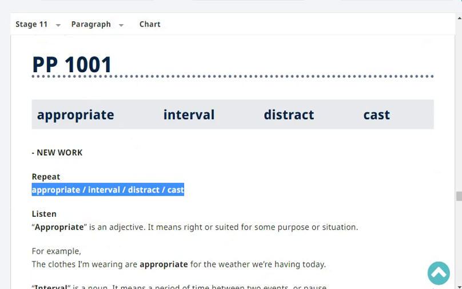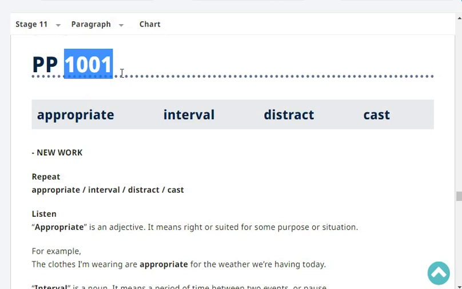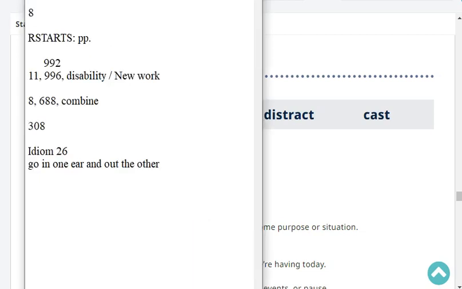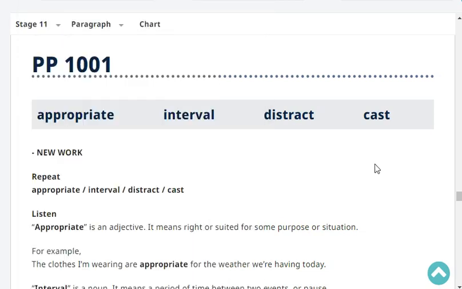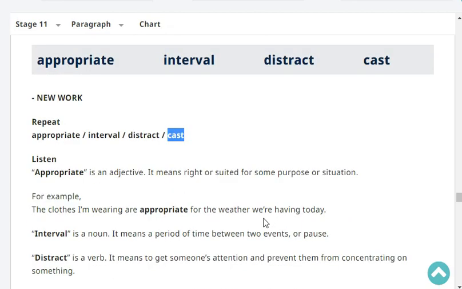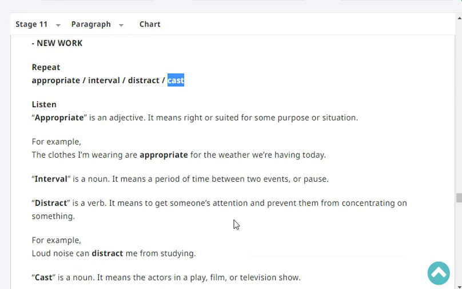Appropriate, interval, distract, cast. Very good. Okay, listen. Appropriate is an adjective. It means right or suited for some purpose or situation. For example, the clothes I'm wearing are appropriate for the weather we're having today.